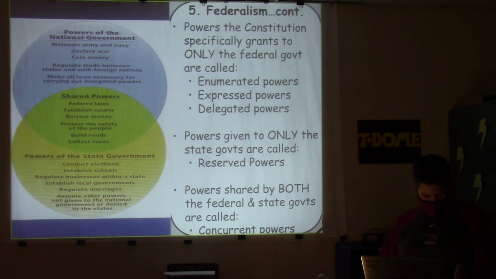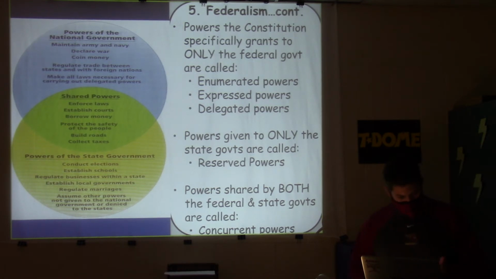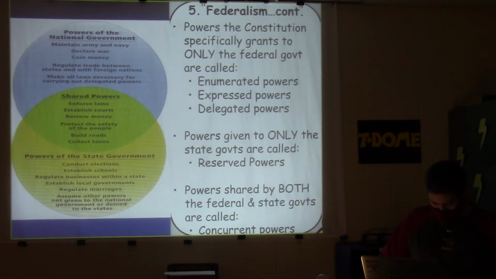Then you go to the bottom, okay, it says powers of the state government. Those are called reserved powers. So you conduct elections, you establish schools, you regulate business within the state, establish local governments, regulate marriages, and assume other powers not given to the national government or denied to the states.